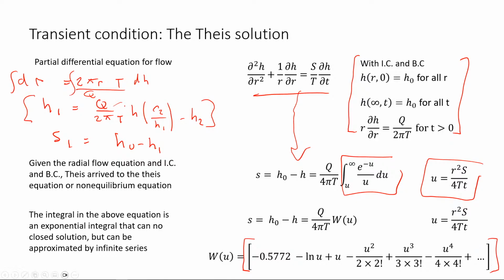The integration of this one will give me this one here, while the integration of this one will give me an infinite series. So this is the first term, second term, third term, fourth term, fifth term, sixth term, and you see it's negative, then positive, then negative, and this is to the power 2, to the power 3, to the power 4, and it goes on to infinity. And the more terms you include, the more accurate the solution will be.